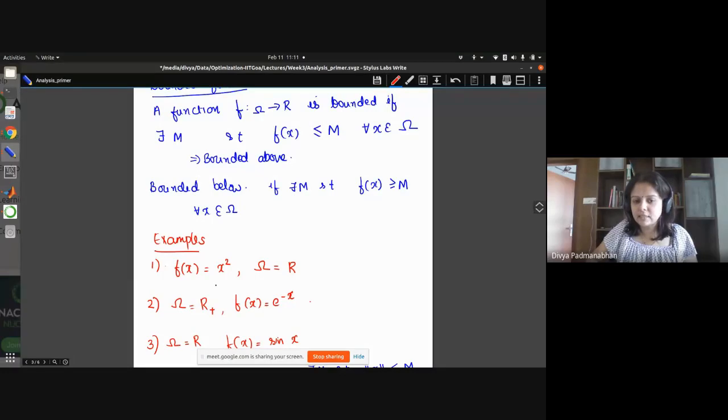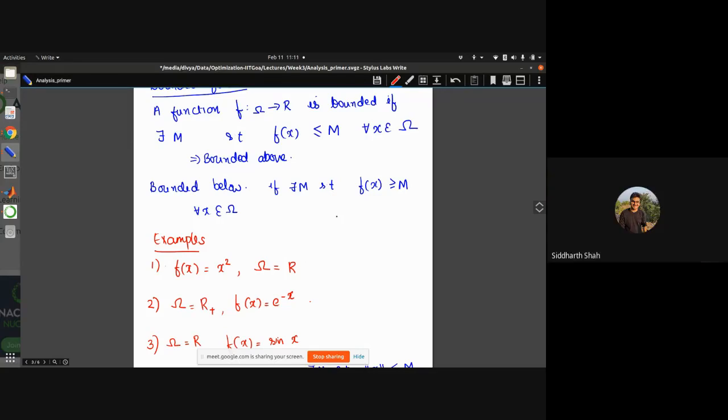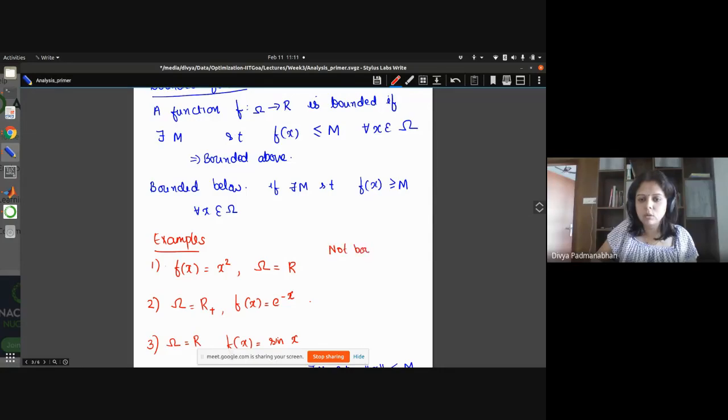So f of x is x squared, and I'm taking the whole real line. So is this a bounded function? Is this bounded above? No, ma'am. It's bounded below. Yeah, right. It's not bounded above, but it's bounded below. Okay, so what is the lower bound here? What is the value of m such that f of x is greater than or equal to m?